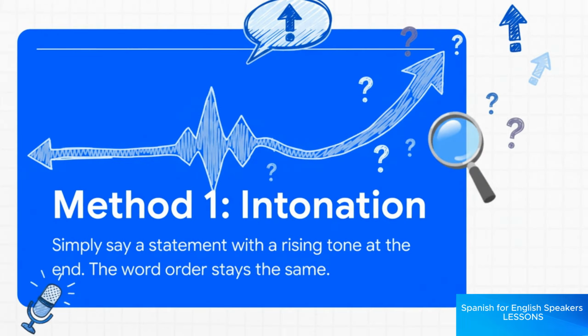First up is a method so simple it almost feels like cheating. It's your secret weapon for jumping into conversations right away. It's called intonation. All you do is take a statement you already know how to say, and you just let your voice rise at the end. That's it. No word shuffling required.